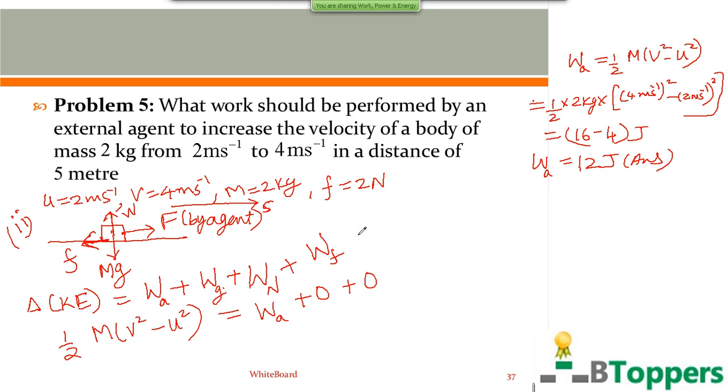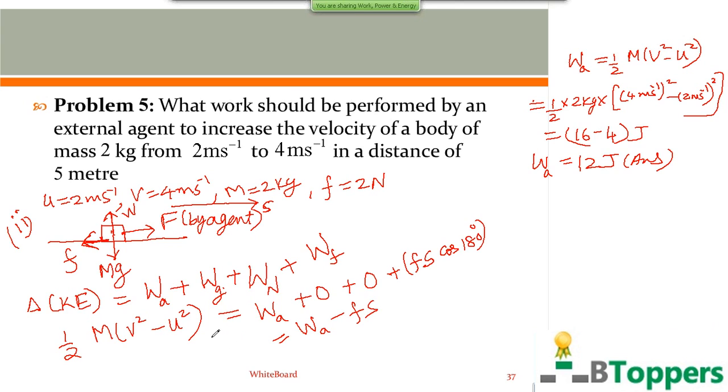The force of friction acts opposite to the direction of the displacement and has a constant magnitude equal to 2 Newton. So the work done by the frictional force on the body can be written as Fs cos theta. The force of friction acts opposite to the direction of displacement, therefore the angle between the force of friction and the direction of displacement of the body is 180 degrees.